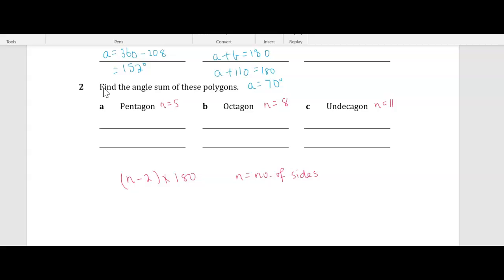So all we do is we use this rule, we're just substituting in for n. So the first one, it's going to be 5 minus 2 times 180. So 3 times 180, and you can write that answer down. We do the same for the octagon. So 8 minus 2 times 180. So 6 times 180, and you can write that answer down. And an undecagon, we've got 11 minus 2 times 180. So it's going to be 9 times 180. So you can actually do those on your calculator.